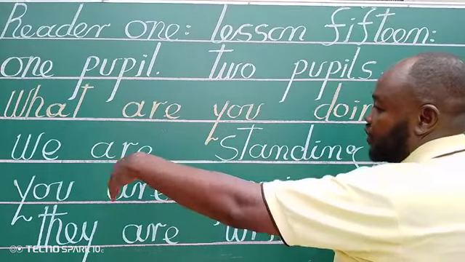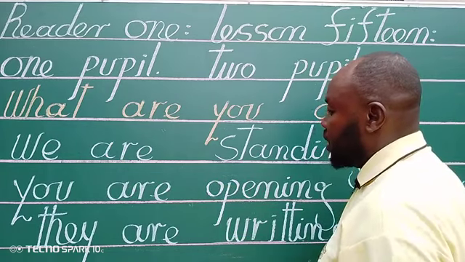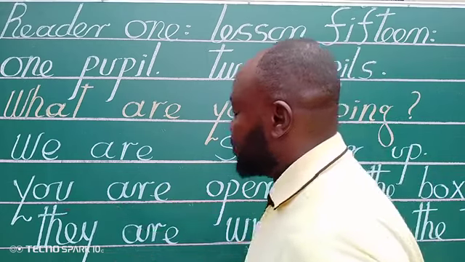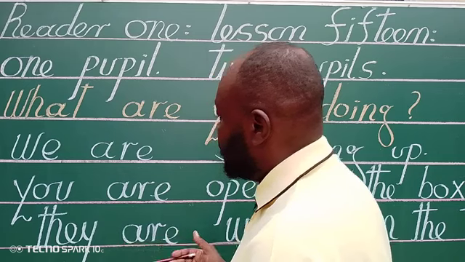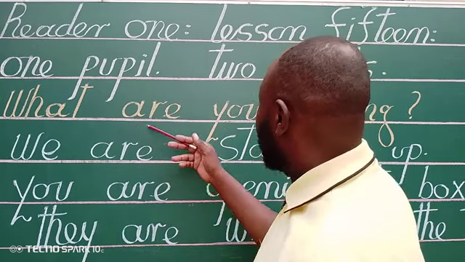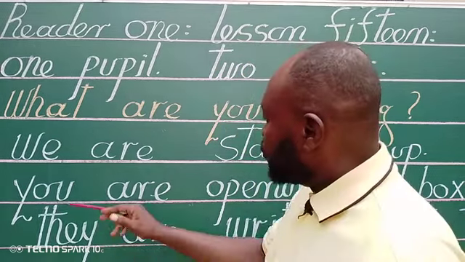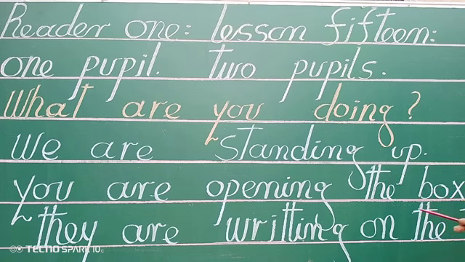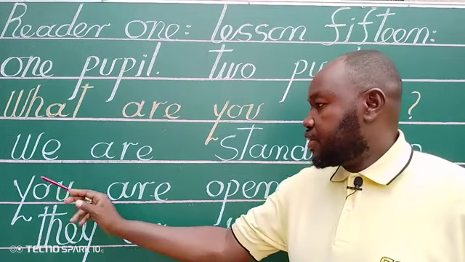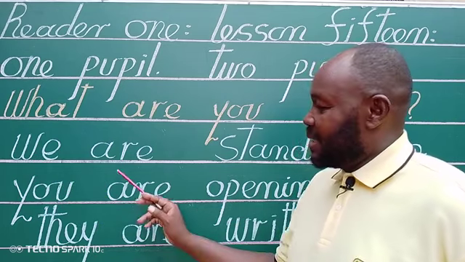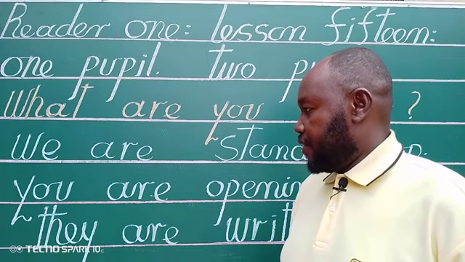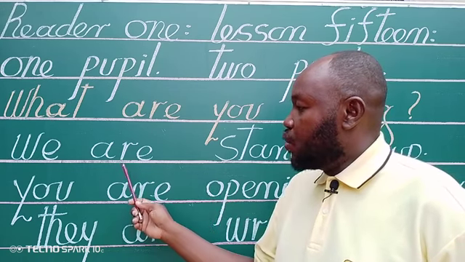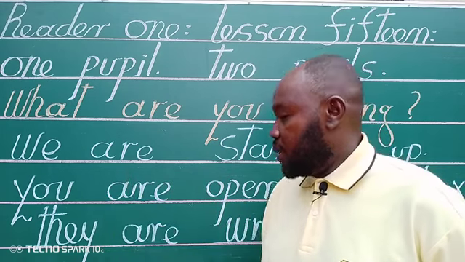For example, if you say "we," that is students. "You" could sometimes be neuter, okay? What are you doing? We are standing up. We are standing up, okay? Here, this is the pronoun, and this is the helping verb. Even the helping verb should be equivalent with this.